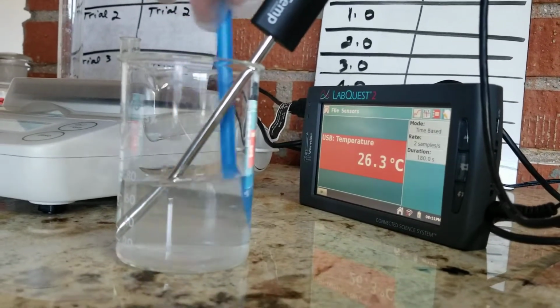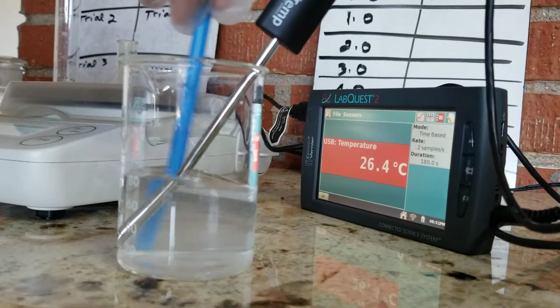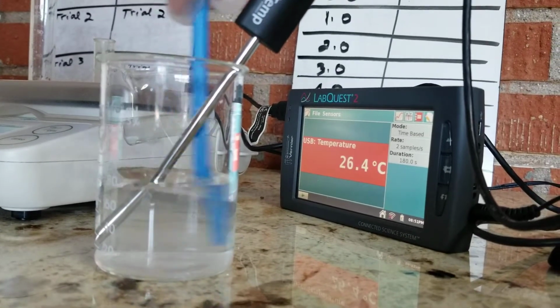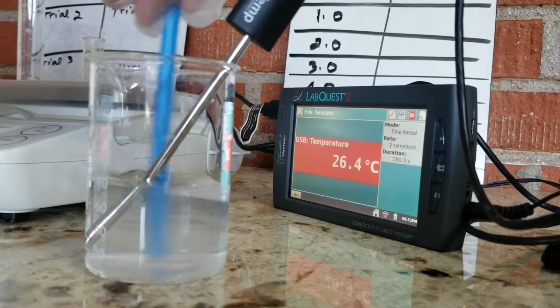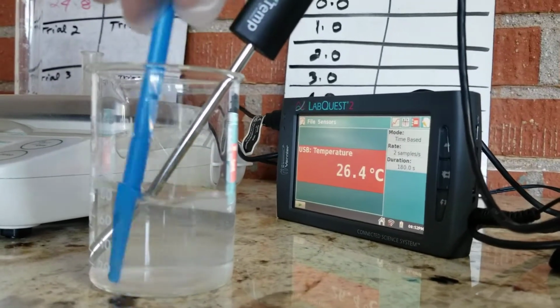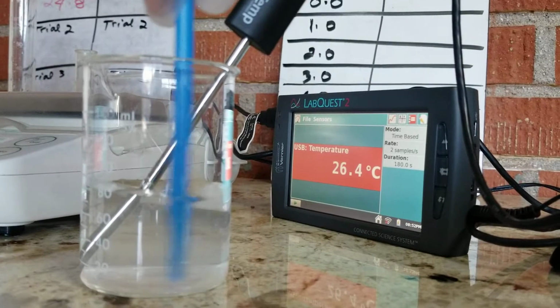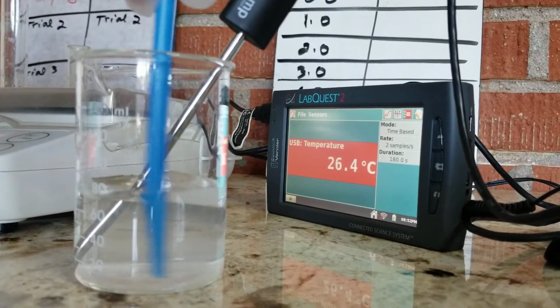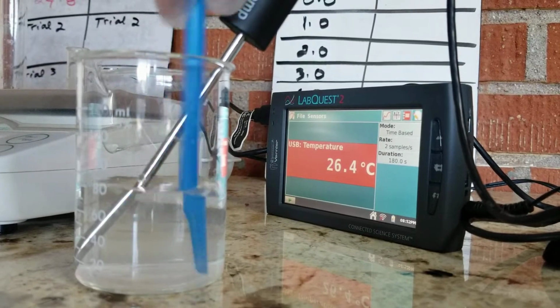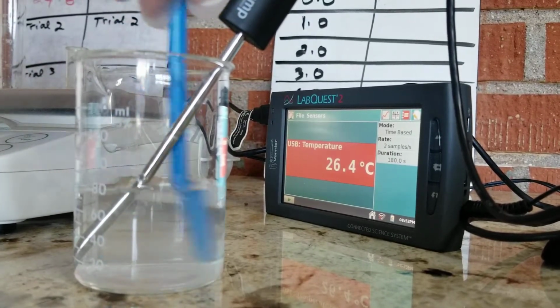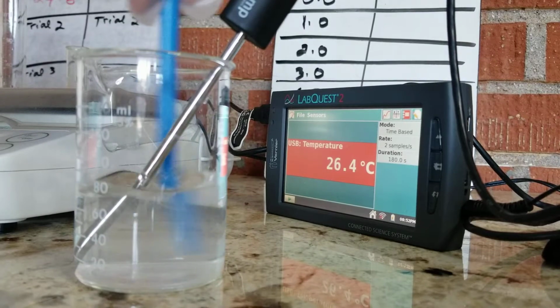I'm also making sure that I dissolve our calcium chloride. Temperature is still increasing. 1 more minute. 30 seconds.